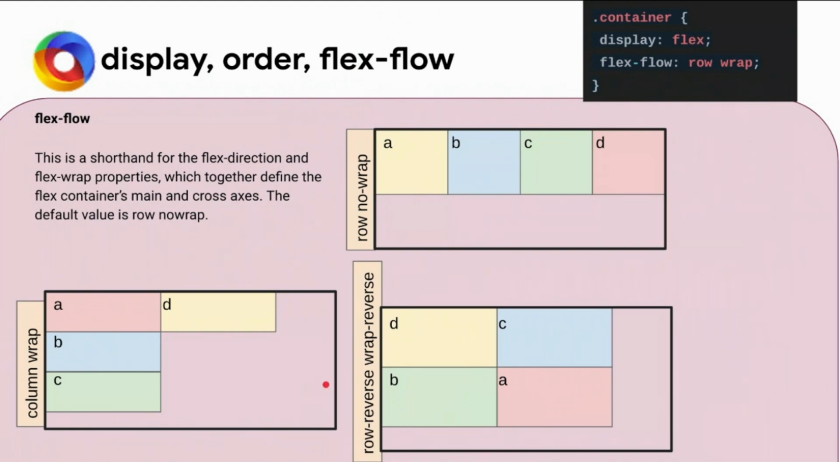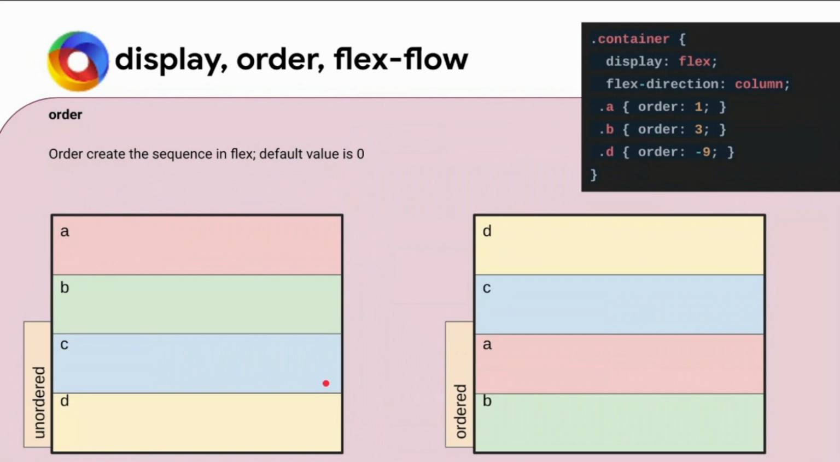Okay, so now coming to order. Suppose whatever sequence you have written, div A, div B, div C, div D, it will render in the same sequence. By default the order value is 0. So whenever the order value is 0 for all, it will render in a sequential way. But suppose in this case you want D to come first, then C, then B, or like that, you want your own sequence.